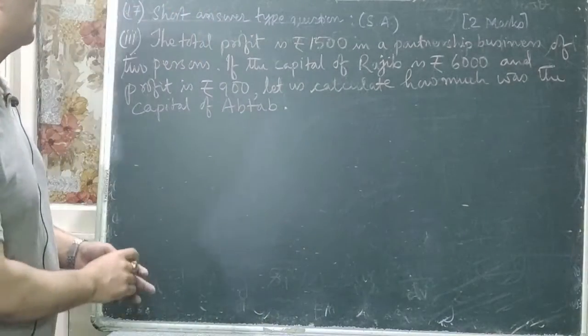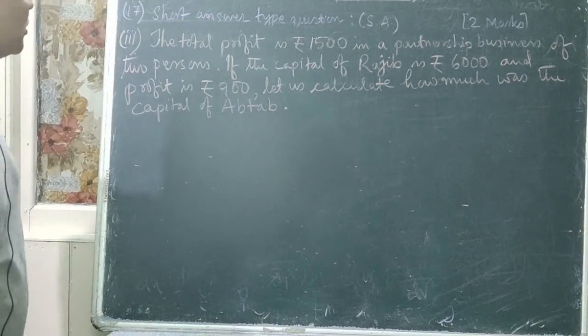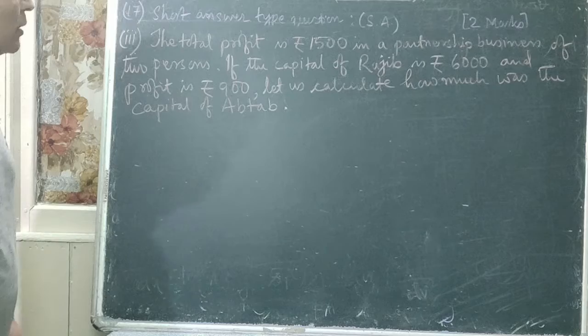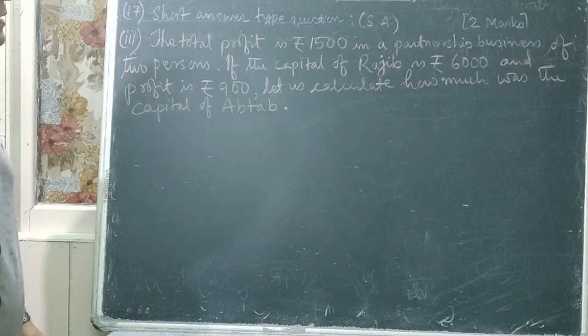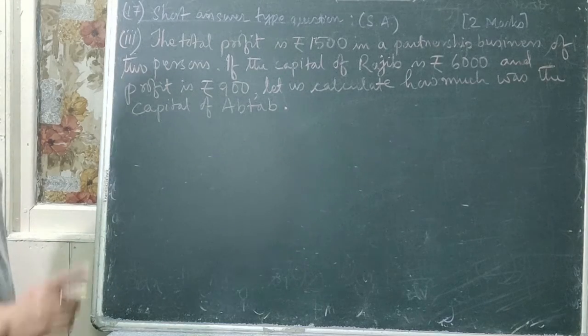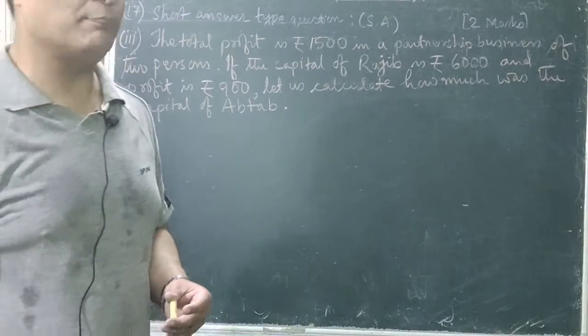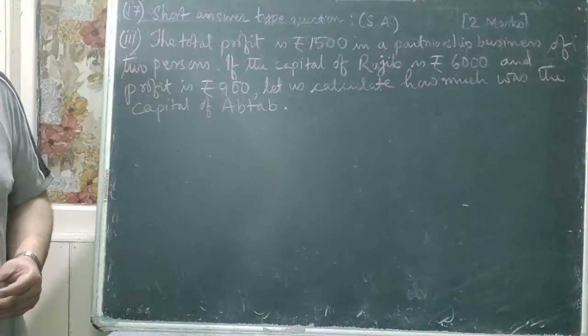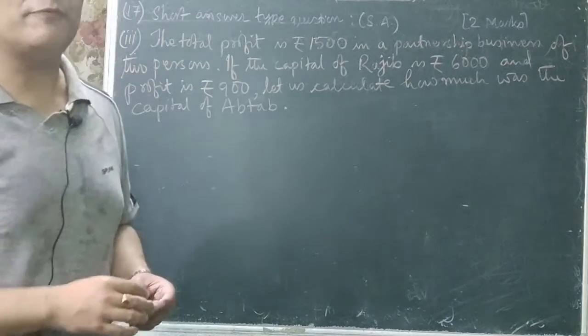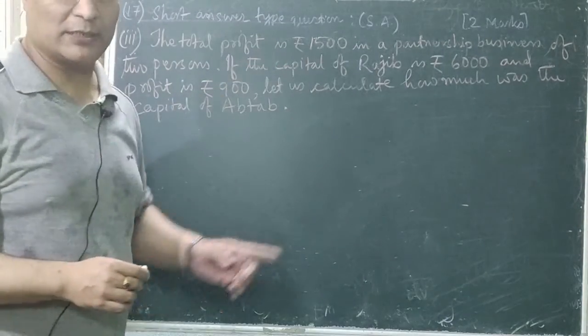So now we'll do the next question, that is 17 number 2. The total profit is rupees 1500 in a partnership business of two persons. Two people started a business together, and the total profit in that partnership business was rupees 1500.